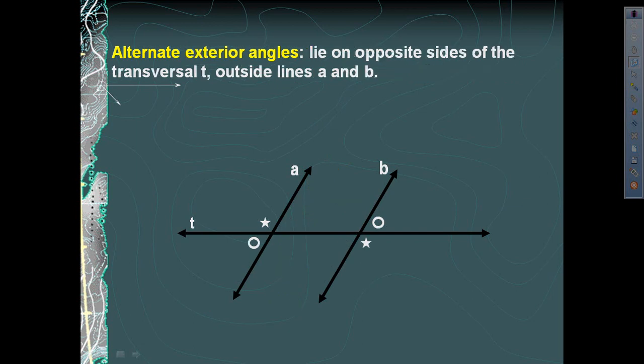Now we have your alternate exterior angles. These lie on opposite sides of the transversal T, outside lines A and B. So remember the last one was interior angles. This one is exterior angles. These angles are located outside of your two lines that are being intersected. So the two circles are a pair of alternate exterior angles. And then where the two stars are, those are also a pair of alternate exterior angles.